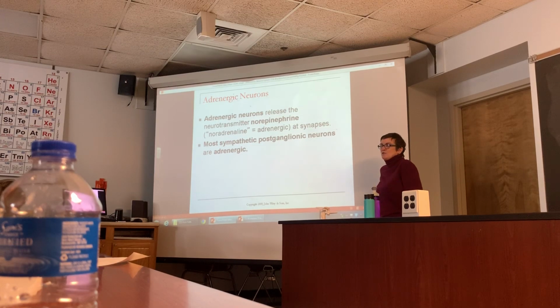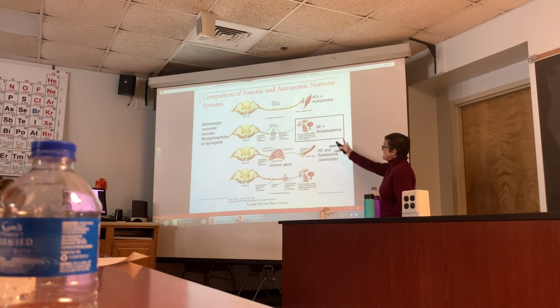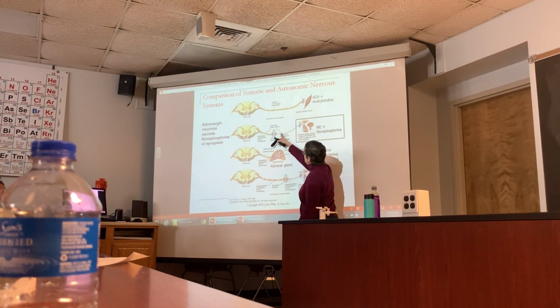But remember that adrenal glands and sympathetic division have the same effects. Most sympathetic postganglionic neurons, with the exception of those that stimulate the sweat glands, every other one is adrenergic. It's releasing noradrenaline, which makes sense. It's bringing on a sympathetic response, so that makes sense, right? Because adrenal glands also produce norepinephrine. And so this is the only place you're going to see norepinephrine released. The only neurons that are adrenergic are these postganglionic sympathetic neurons.